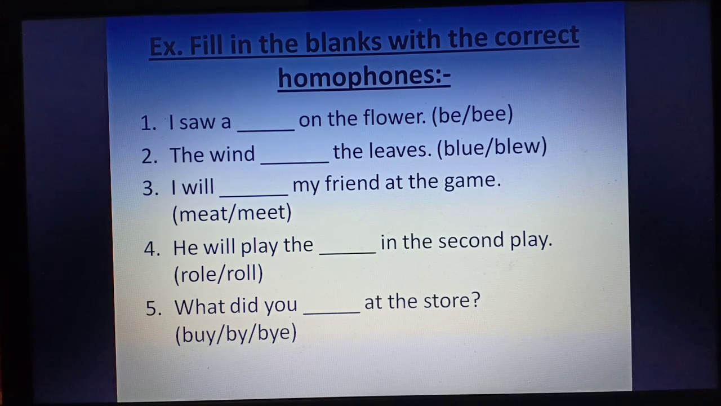Number 5: what did you dash at the store? BUY, buy, or BY, buy, or BYE, buy. There are 3 options and the correct one is BUY, buy. What did you buy at the store?